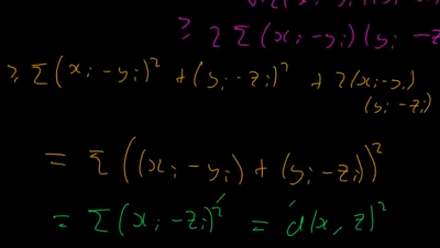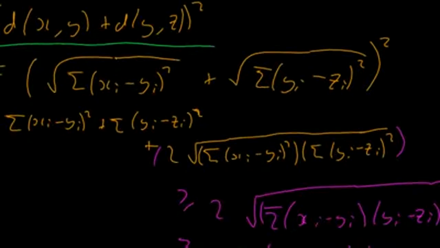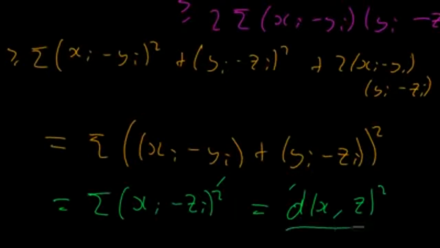So we have finally that this expression squared is greater than this distance squared, and so this proves our triangle inequality.